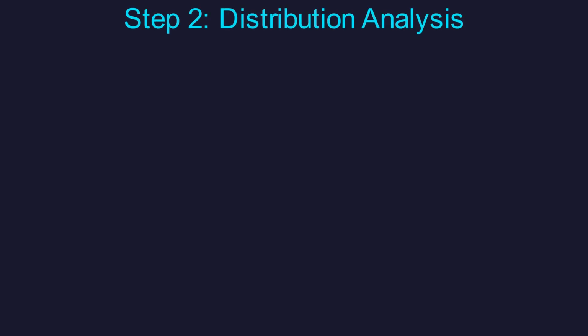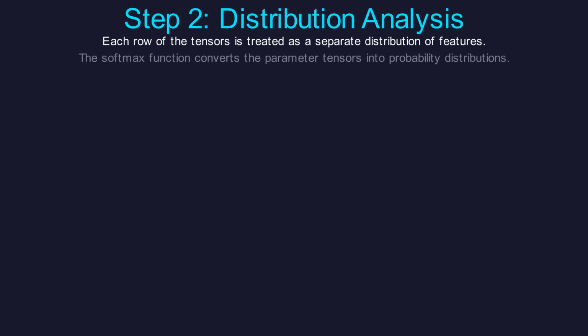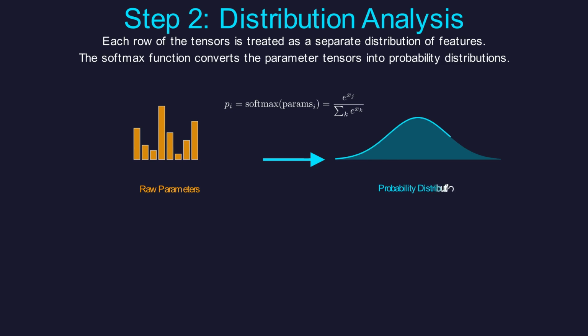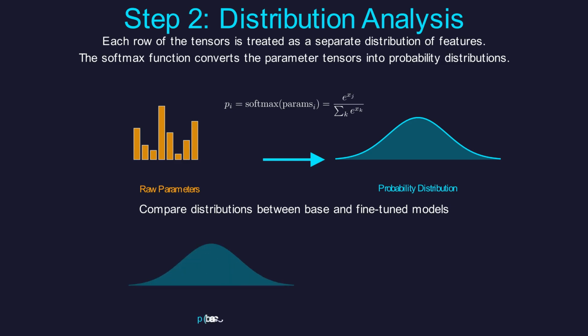So once we've done that, we're going to keep those magnitudes, put them aside, and we're going to run a different process. We're going to analyze the distribution of parameters for the base model and the fine-tuned model. So we're going to apply the softmax function to each row of each tensor in the two models, turning the parameters into a probability distribution. So for each row, we're going to get a base distribution and a fine-tuned distribution.